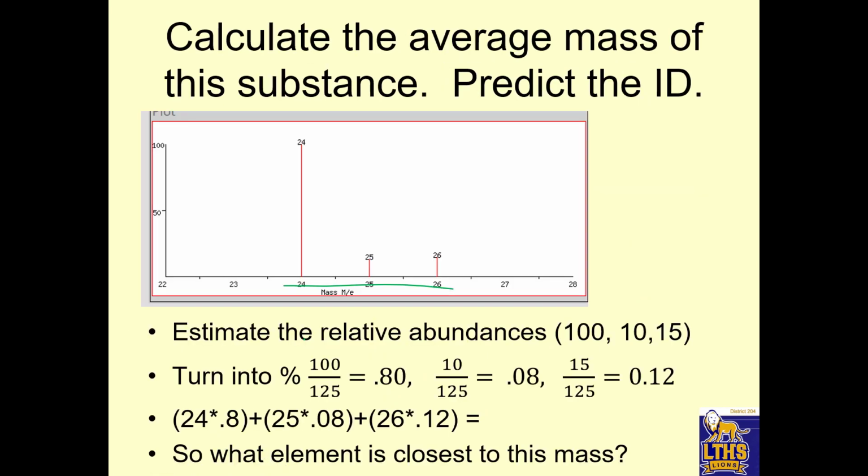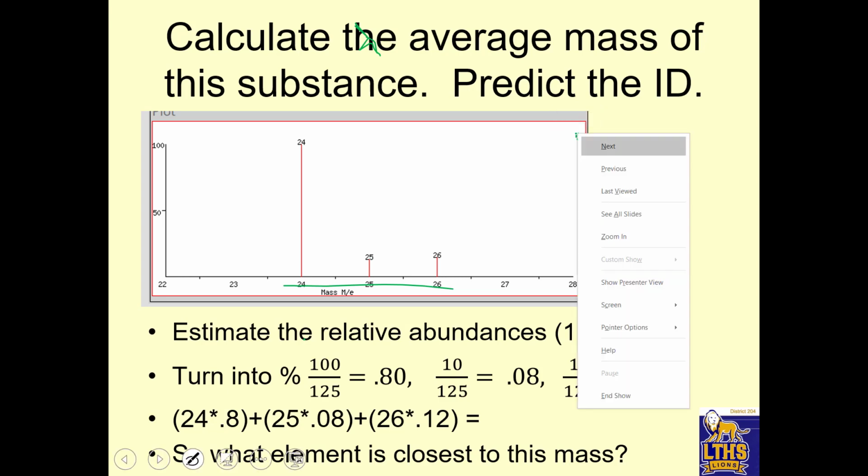Okay, calculate the average mass of this substance and predict the identity. So I did all of this typed out for you. So here's what I did. This is the mass spec data of an element that I got from the lab we did yesterday. The greatest intensity, the 100% intensity, was 24. Then I had to estimate what I think 25 and 26 are.